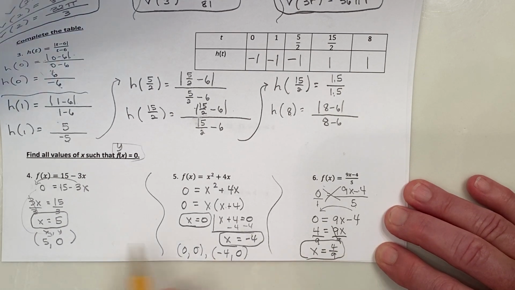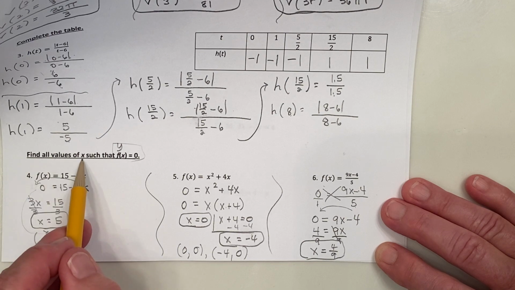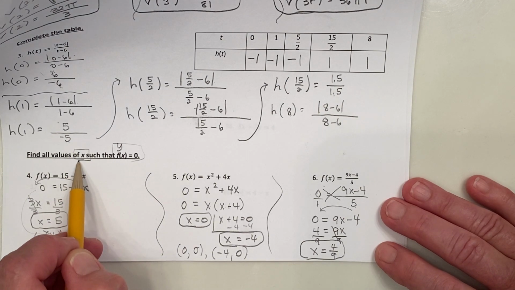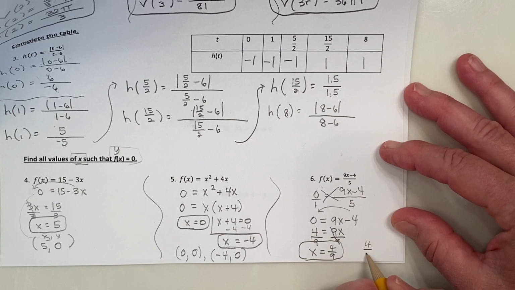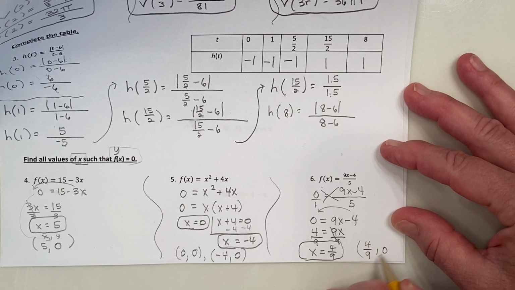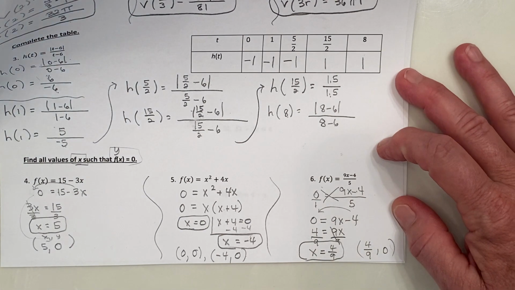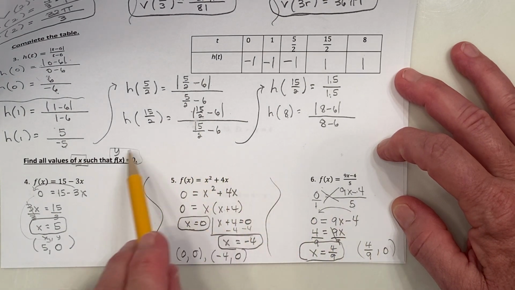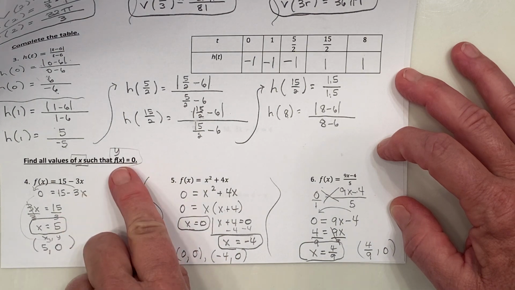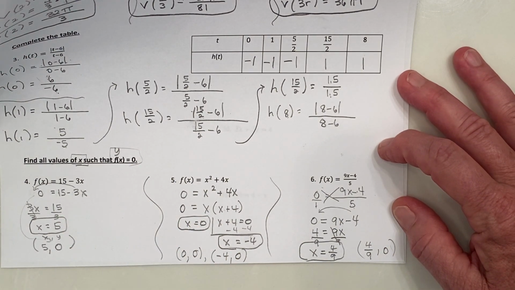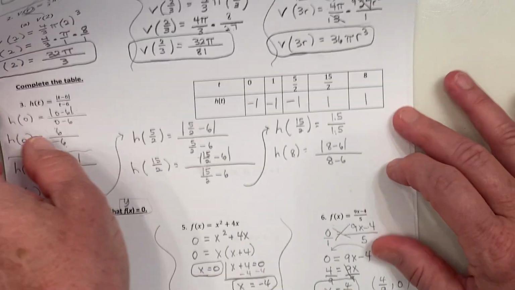All right, and so the way the question is posed to me, find all values of x, it's not asking me to find an ordered pair, but just remember that the ordered pair associated with this answer is 4/9 and 0, where 0 is your f of x value, which we were told f of x is 0. We were never told that x was 0. Y was 0.